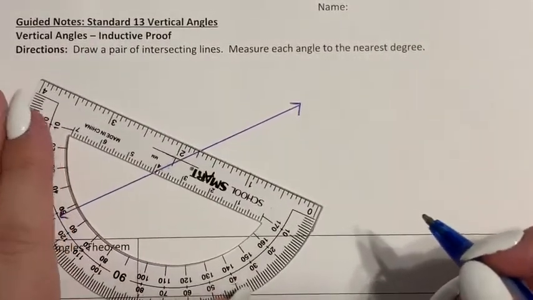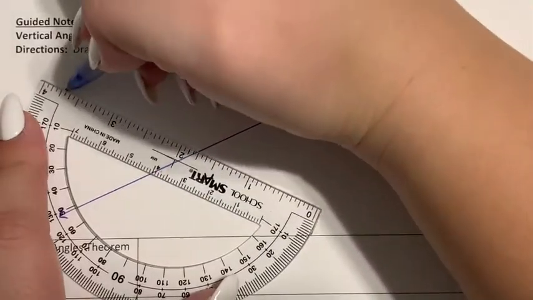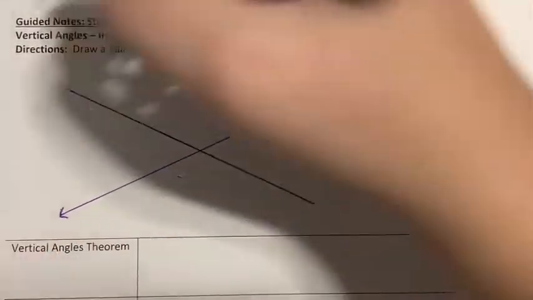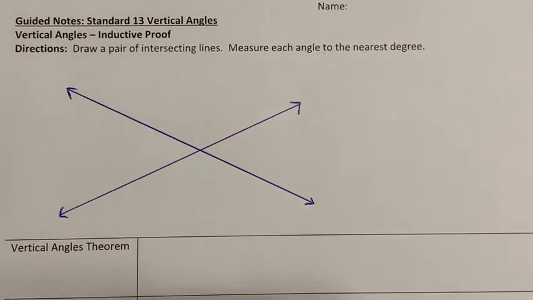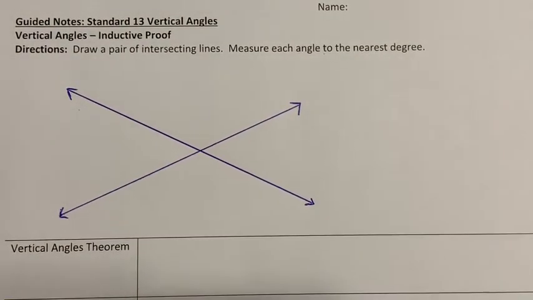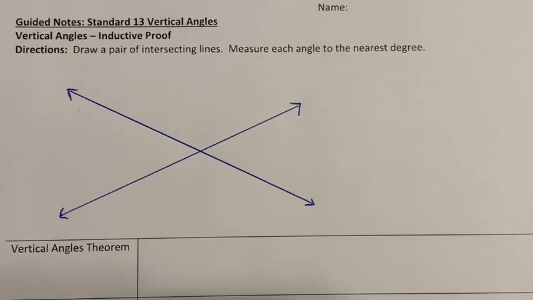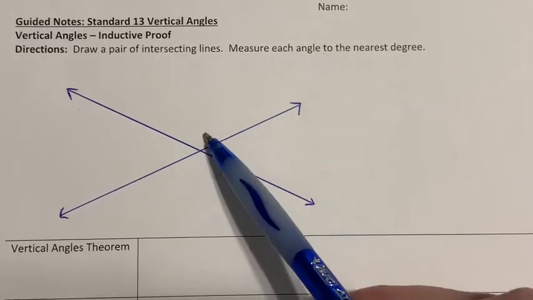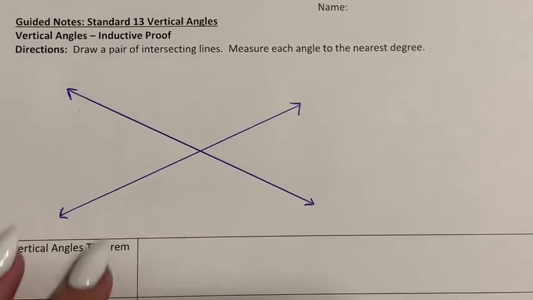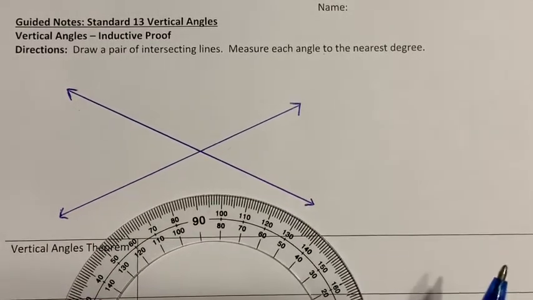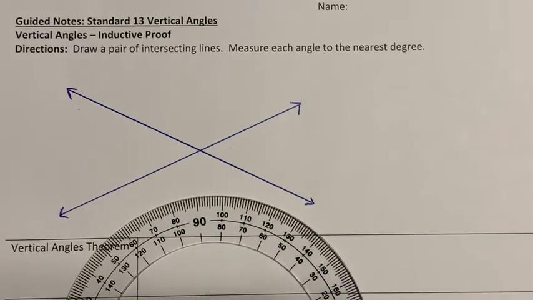I'm drawing two lines that intersect. Yours does not need to look like mine, so draw any two intersecting lines. Then you're going to need to measure each angle to the nearest degree. You have 4 angles here that you need to measure, so you'll line up your protractor to measure each of the 4 angles.